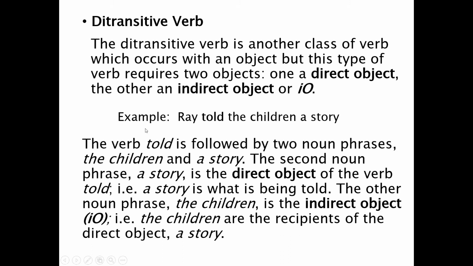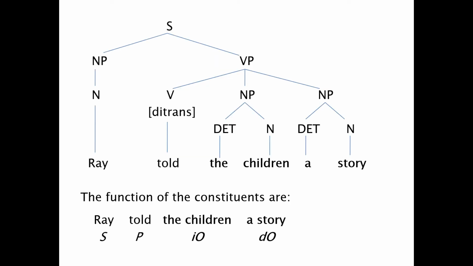So the verb told is followed by two noun phrases, the children and a story. So a story is the direct object and the children is the indirect object. The second noun phrase, a story, is the direct object, as you see. Once again, the recipient or the beneficiary is the word children. Here we have two noun phrases, the children and a story. We have the determiner there, and the indefinite article with story.